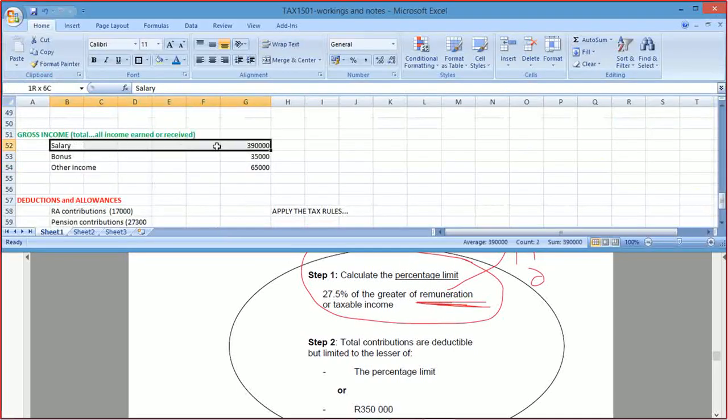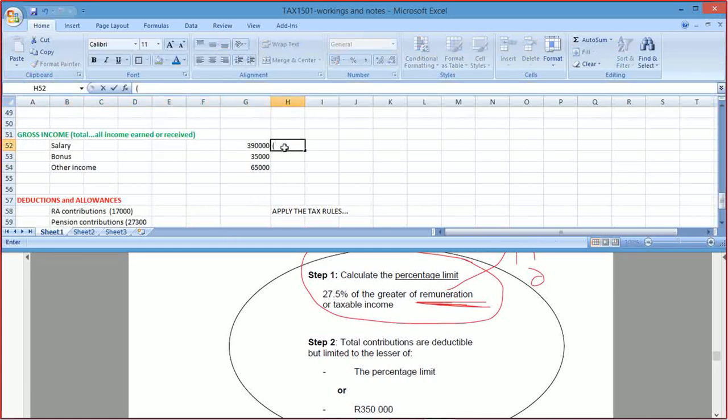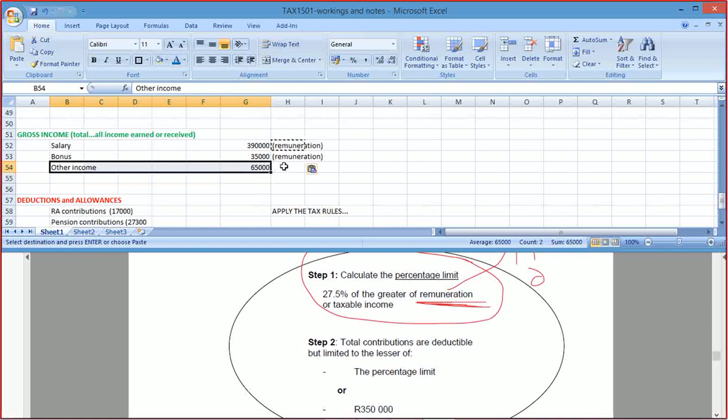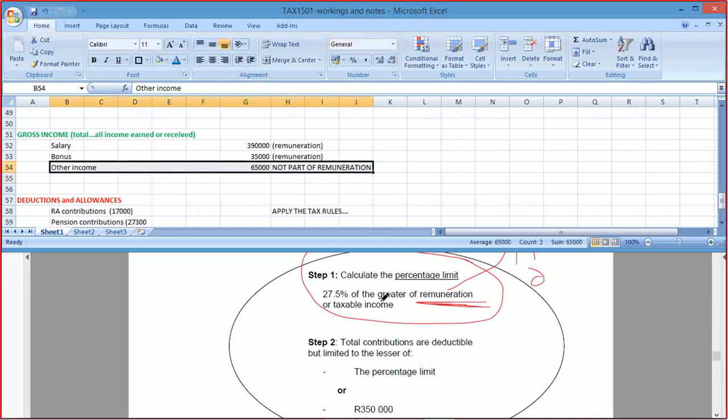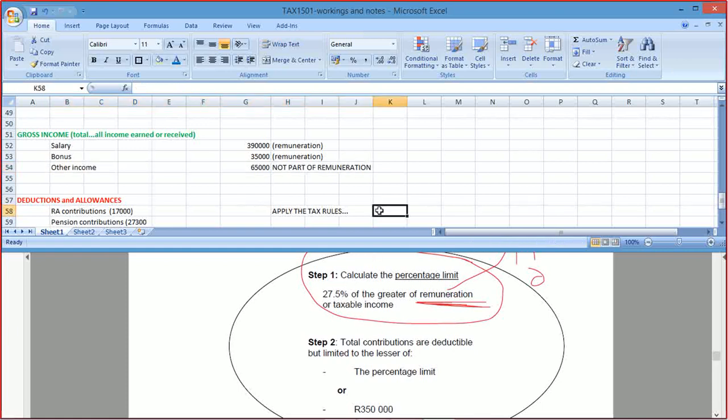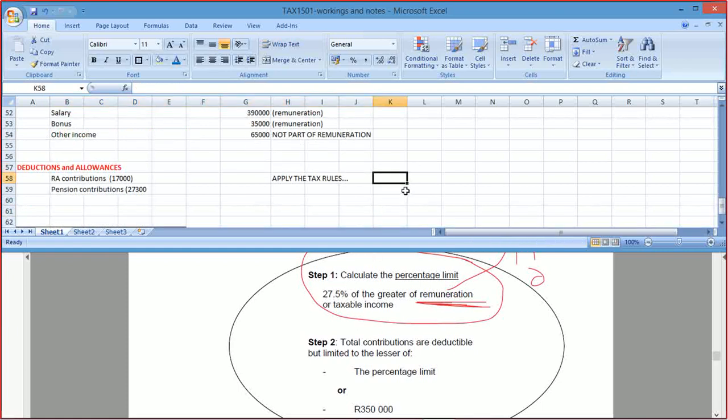Let me ask you this. Is salary part of remuneration? Yes, it is. Is the bonus part of remuneration? Yes, it is. Is the other income part of remuneration? No, it isn't. So if it's not part of remuneration, I won't include it. What does step number 1 say? Step number 1 says, get 27.5% of her remuneration.